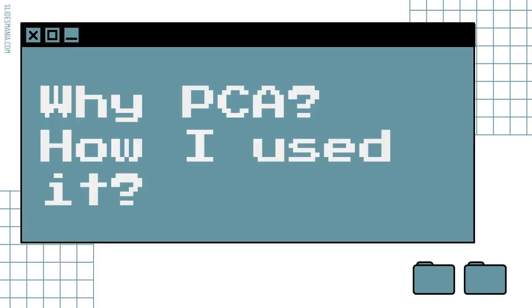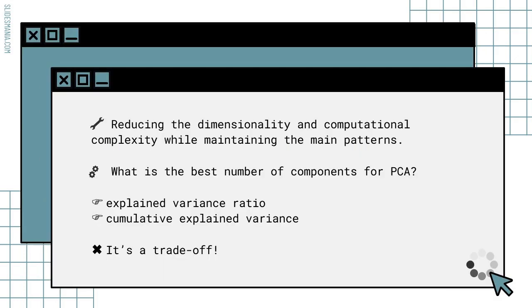Why PCA? How I used it. I used PCA to reduce the dimensionality of the dataset and computational complexity during running k-means, while maintaining the main patterns. To determine the number of components for PCA, I used explained variance ratio and cumulative explained variance. By plotting out the results, I could see how much information is retained by each principal component and make an informed decision about the number of components to keep.